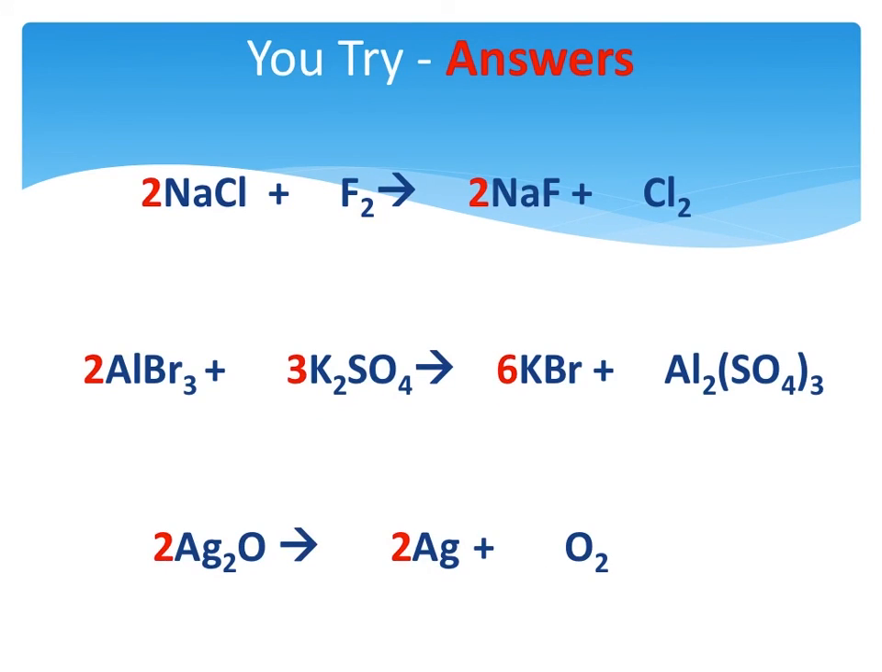Okay, so here are the answers. Remember, if you don't see a red number in front of the species, a reactant or product, that means that there's a 1 there. It's assumed that there's a 1 there. So I've only given you the coefficients that are different than 1.